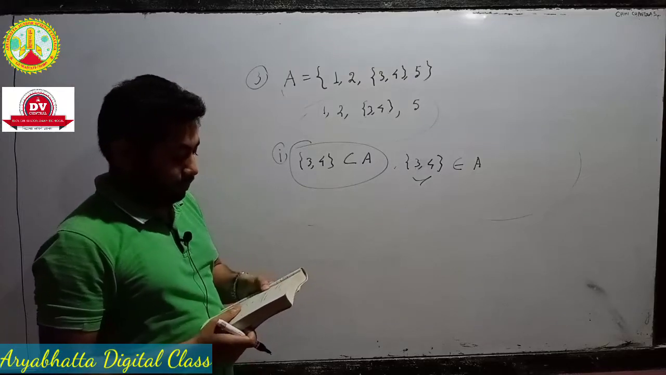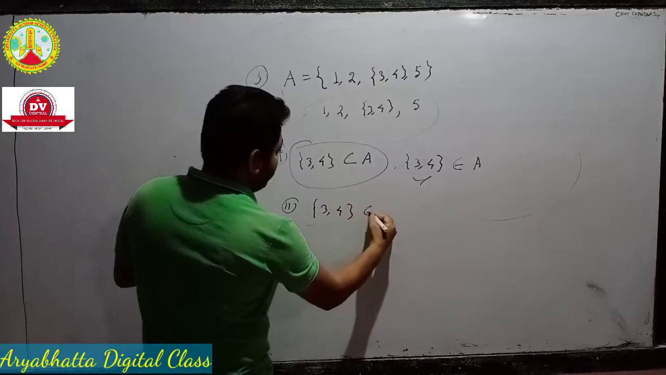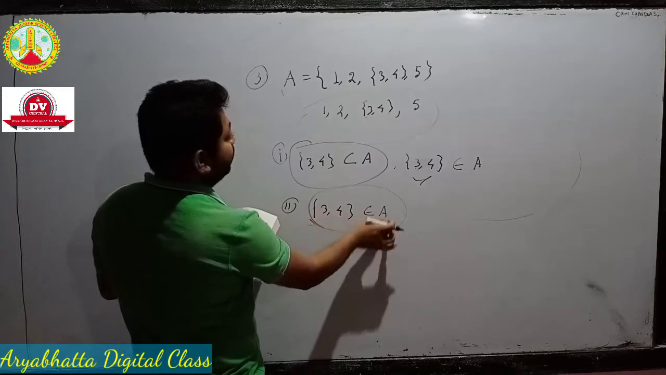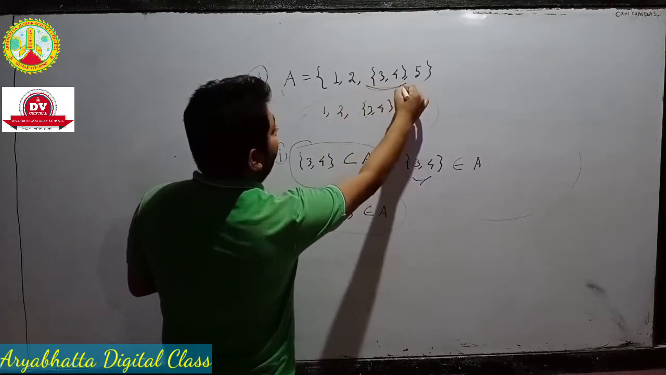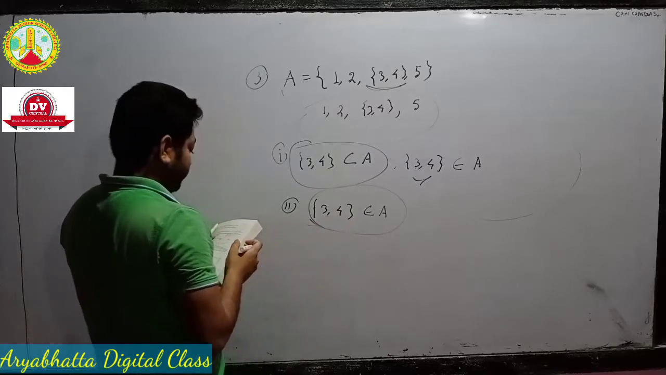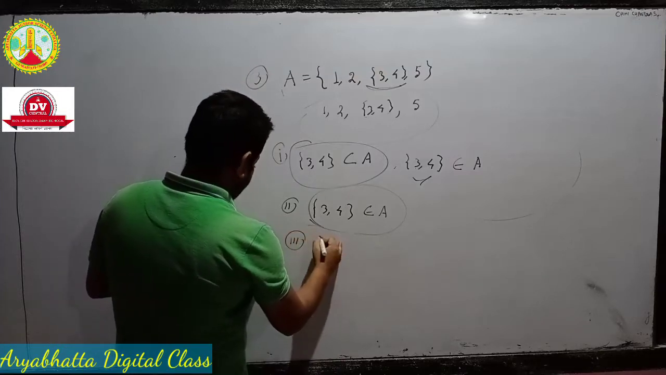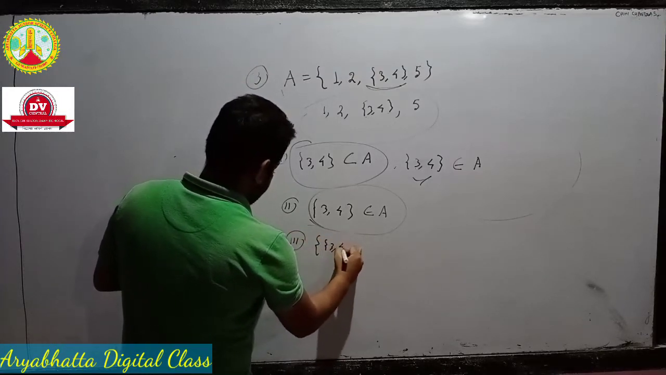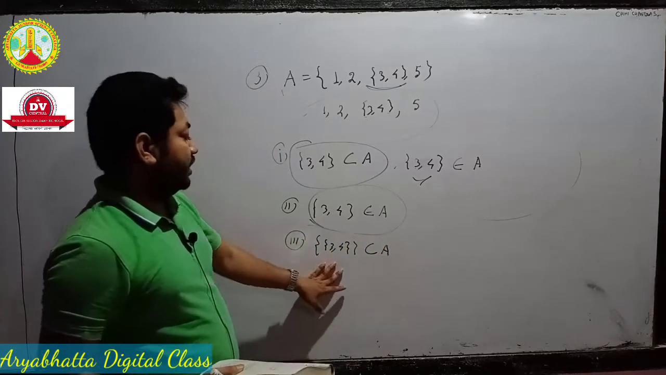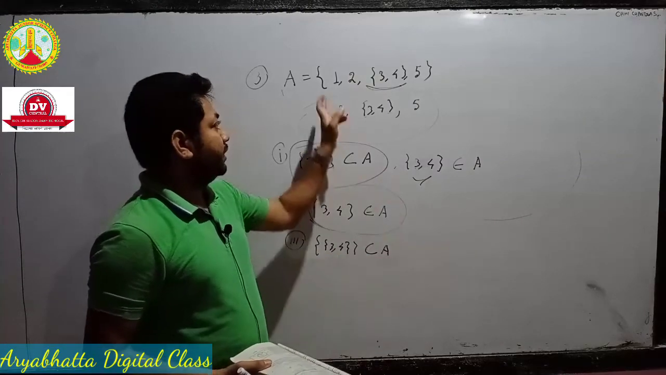Next, number 2: 3, 4 belongs to A. This statement is true because these elements belong to the set A. Next, number 3: the set of elements {3, 4} is a proper subset of A. This statement is correct because this set is a proper subset of set A.